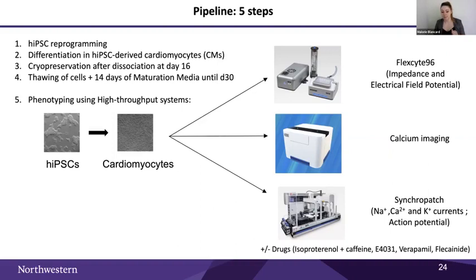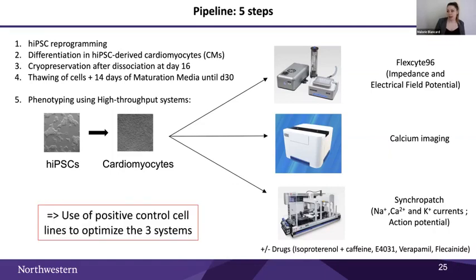I forgot to also say that the cells will be exposed to drugs, to see if the exposure to drugs would show a difference. It would trigger arrhythmia, and that would be the only way to see a difference between category 1 and category 5. And so what I wanted to say is that I've used positive control cells to optimize this 3D system.